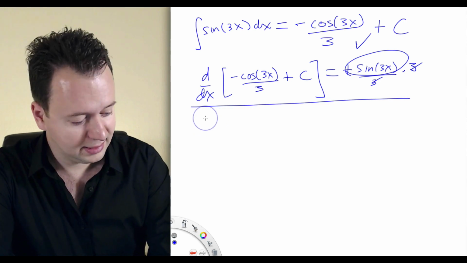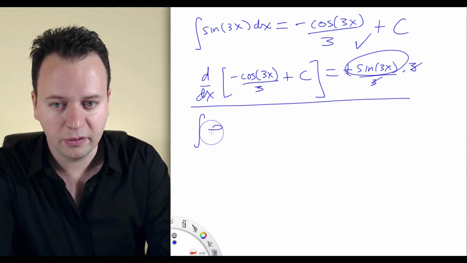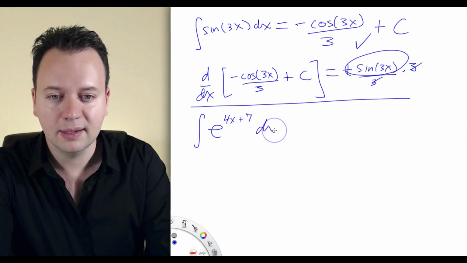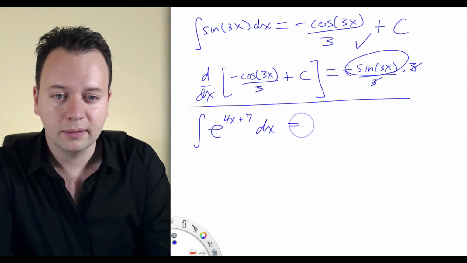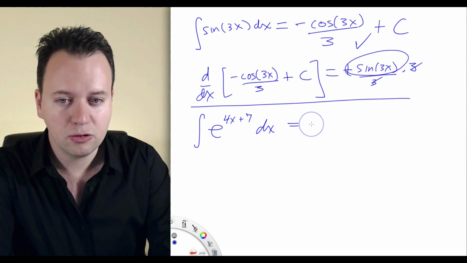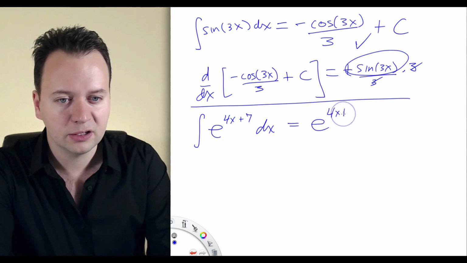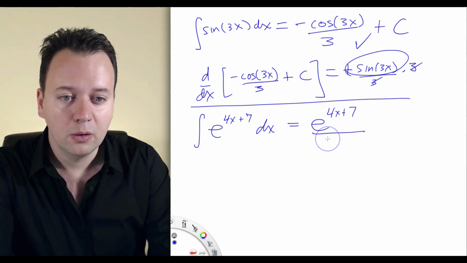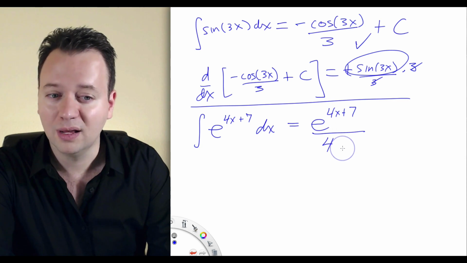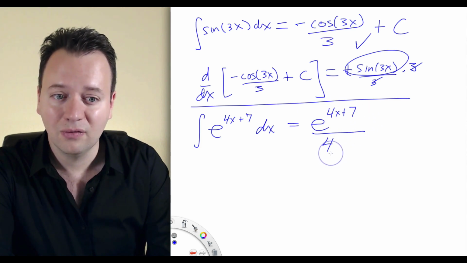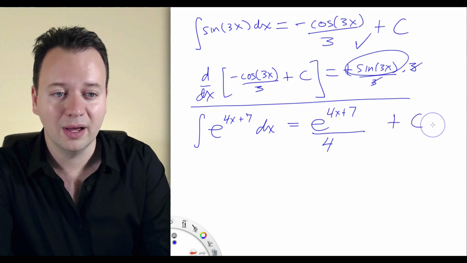Our next example is to compute the integral of e to the 4x plus 7 dx. Well, if your intuition says let's start by rewriting it, you would be correct. We have e to the 4x plus 7. And then instead of multiplying by the derivative of the exponent, we divide by the derivative of the exponent. And it only works as long as the derivative of the exponent is constant. So e to the 4x plus 7 divided by the 4. And then we do the plus c.